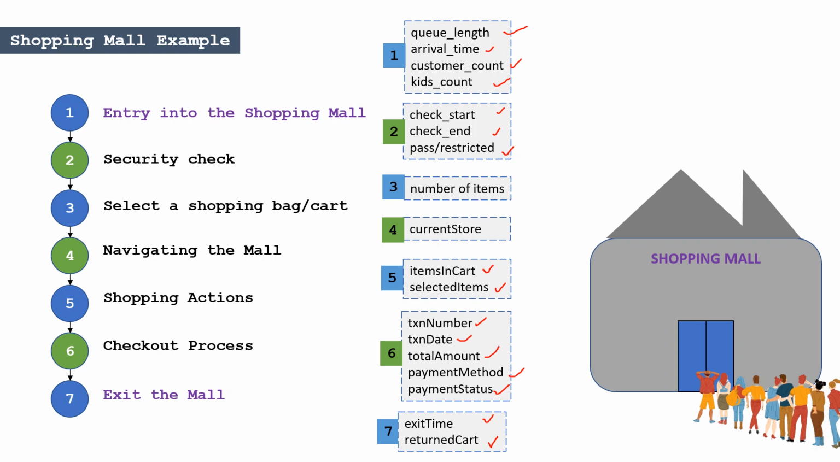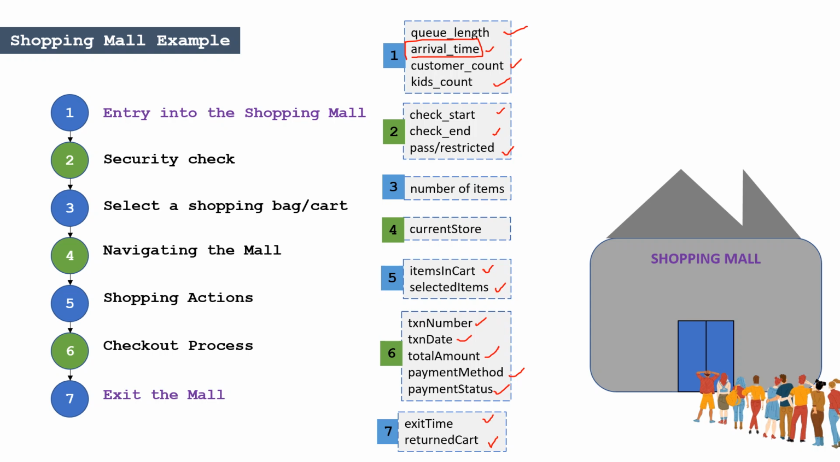Based on this data, you can calculate multiple different items. For example, if you want to calculate the time spent by the customer in the shopping mall, you will require the arrival time and the exit time. So you can calculate the average time a customer spends in the shopping mall. So this is the shopping mall example.